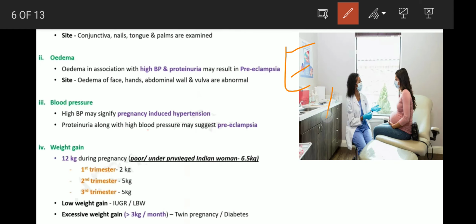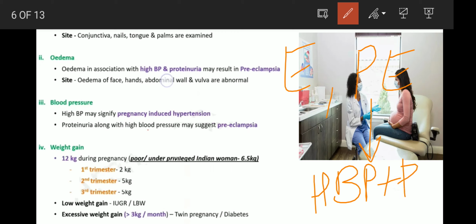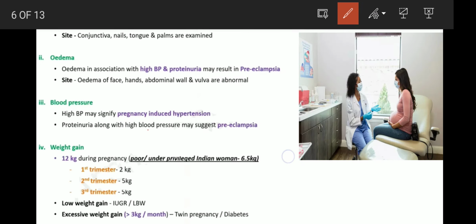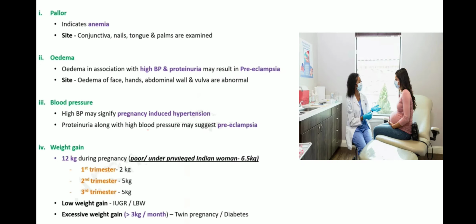We have eclampsia and preeclampsia. For now, what is preeclampsia? High blood pressure plus proteinuria. There is a loss of protein in the urine. So the edema will be present in cases of preeclampsia. When it is associated with convulsions, it is eclampsia. When high BP, proteinuria plus convulsions are found, it is eclampsia. For now, when there is only high BP and proteinuria, she is directing towards preeclampsia.